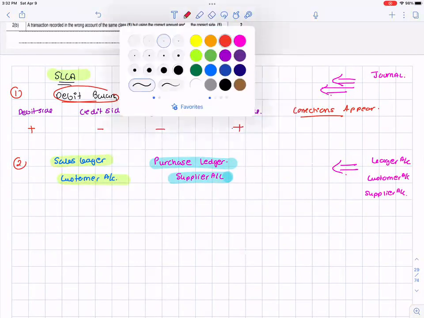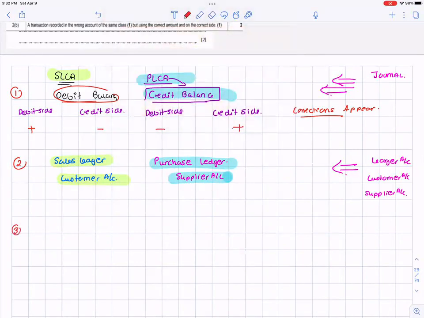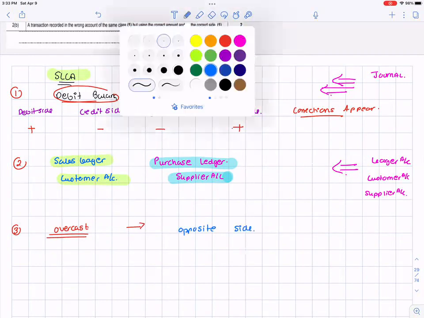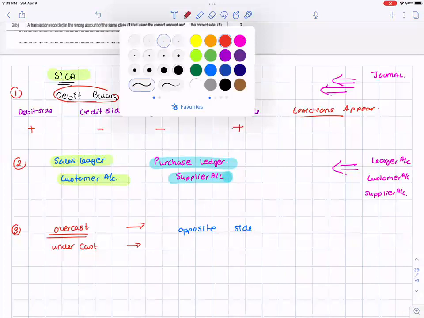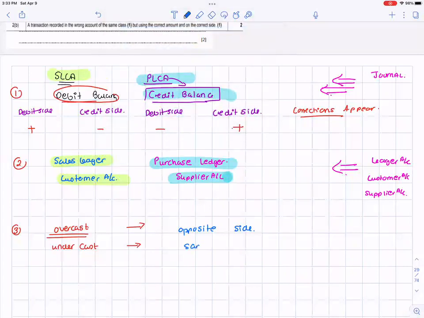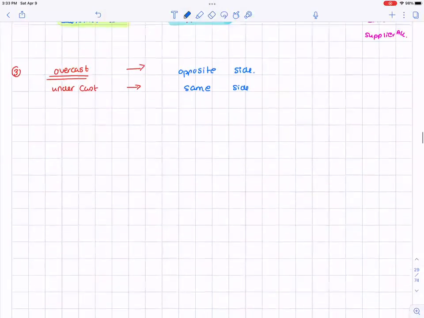Third thing that you'll need to know is overcasts. Overcast, what side? Opposite. Overcast will be on the opposite side. Undercast? Same side. Undercast will be on the same side. Now keep this in mind in the worksheet.